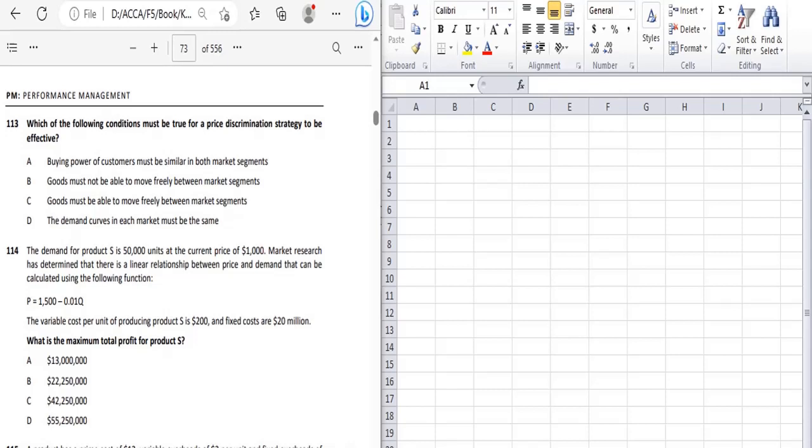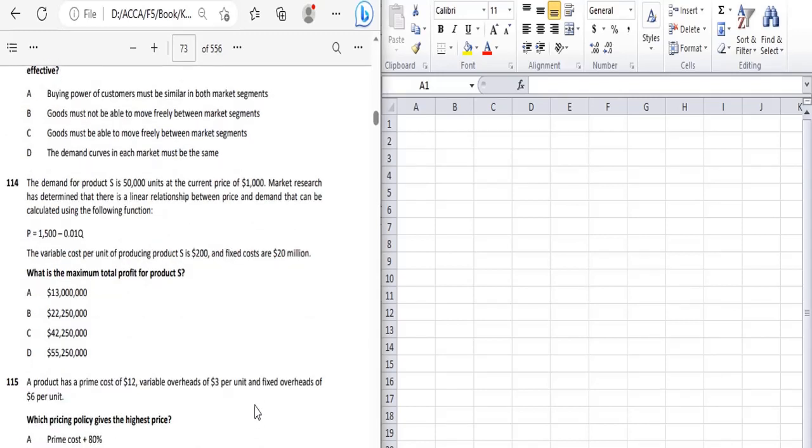Obviously, if this is the case, then again there will be chances of creating a black market, where the customer will buy the product at a lower price in one market and sell it to other customers at a higher price. So the demand curves in each market must be the same. No, it won't be the case, as the company is charging a lower price in one market and a higher price in the other market. So obviously there are going to be different demand curves in both markets, not the same.